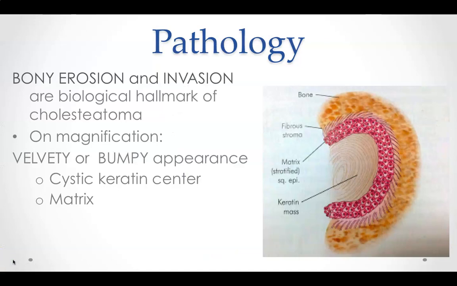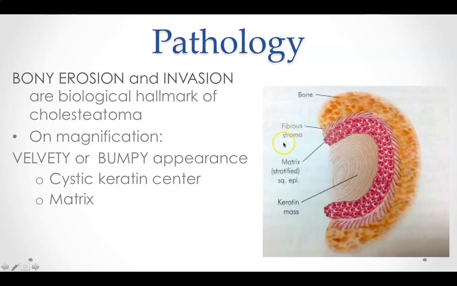Now, talking about the pathology, bony erosion and invasion, like I told you before, is the biological hallmark of cholesteatoma. On magnification, it will appear velvety and bumpy, and it has a cystic keratin mass, and overlying the cystic keratin mass, we have the matrix. This is the matrix, and it is formed by stratified squamous epithelium, and above this there is a fibrous stroma.